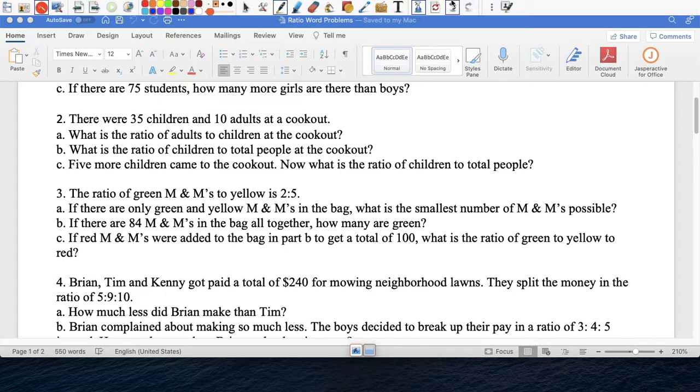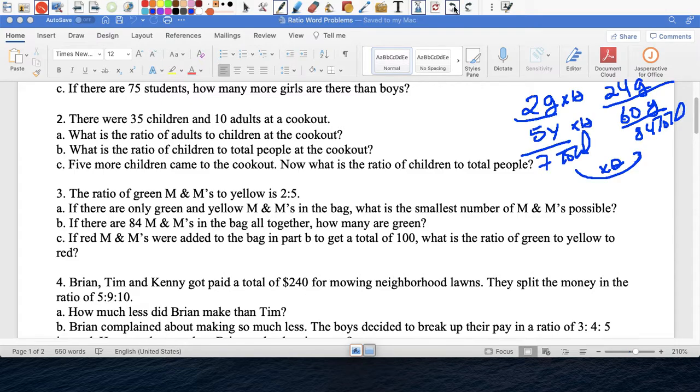What happens if you added red to the bag in part B to get a total of 100? What is the ratio of green to yellow to red? Let me back up here. So if you added red M&Ms to the bag in part B to get a total of 100, you need to add 16 red, right? So if you add 16, you would get a total of 100 now. What's the ratio of green to yellow to red? So there would be how many greens? 24 greens. How many yellows?